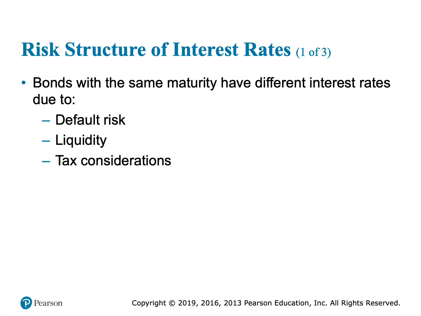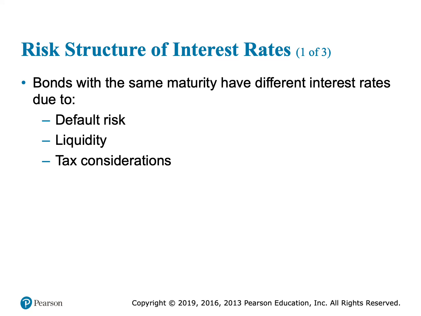Let's take a collection of bonds with the exact same maturity, 5-year, 10-year, whatever you like it to be. These bonds with the same maturity may have different interest rates. So there's something other than maturity that's driving interest rate differences across assets. What are these three elements?